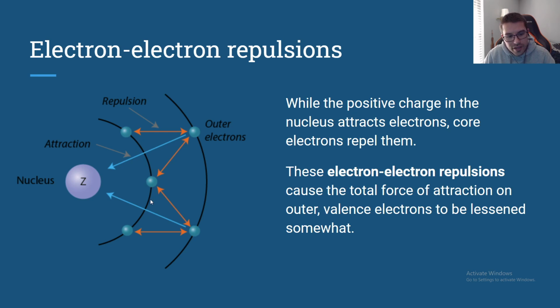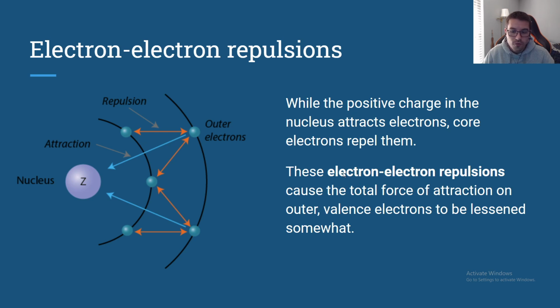However, there are inner core electrons present here that are also negatively charged, okay? So they have the same type of charge that you do, and so they are actually going to repel you away, okay? So the presence of core electrons repels valence electrons away, okay? Now overall, the nuclear force is going to dominate, okay? So you are still being attracted to the nucleus. You're not going to fly off out into space, but the total amount of force that you feel is mitigated somewhat or lessened somewhat by these electron-electron repulsions.